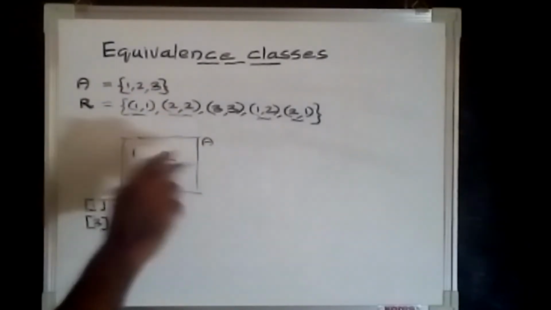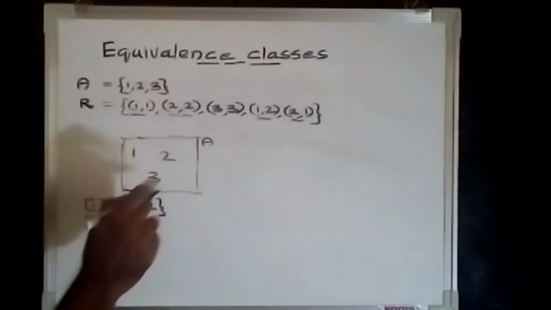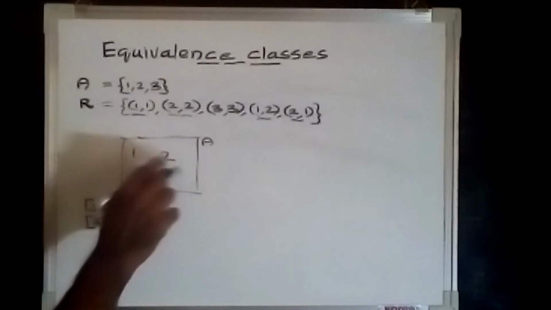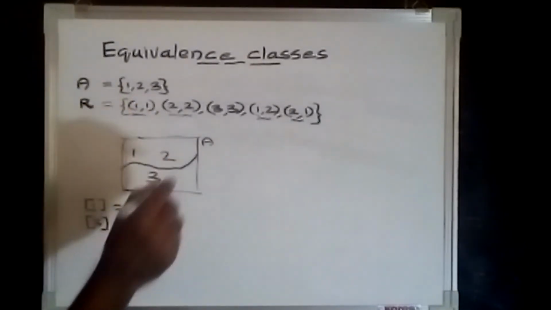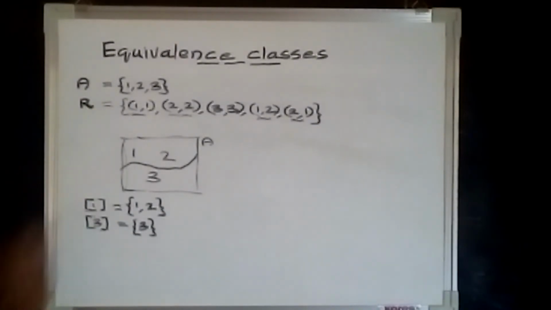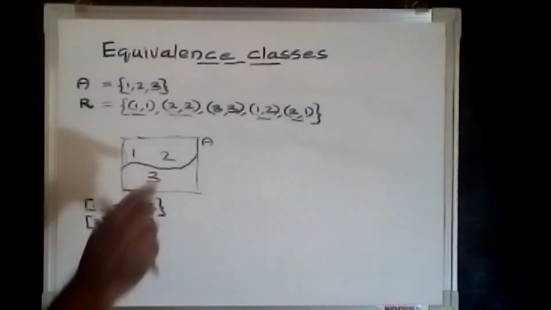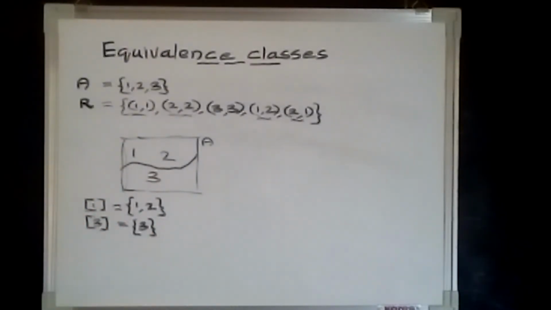Also, A contains 3 elements 1, 2 and 3. 1 and 2 are interrelated, therefore it is a class. 1 and 2 is a group. And 3 is an isolate, a single element in its class.